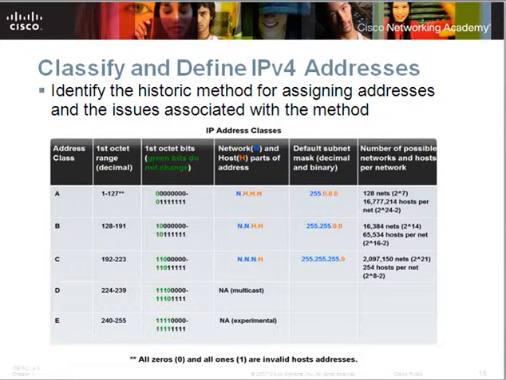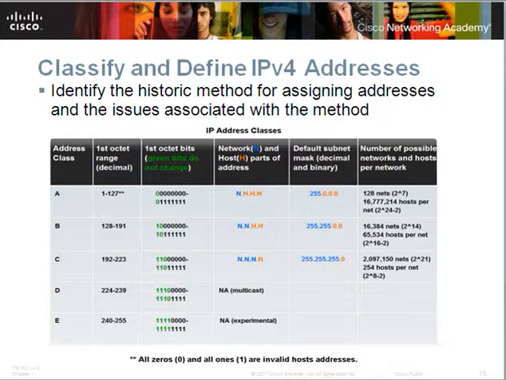Now the entire 2 to the power 32 address block is divided into 5 classes: class A, class B, class C, class D, class E. How do we identify each class? We have to look into the first octet. By looking at the first octet, we can identify which class the address belongs to.